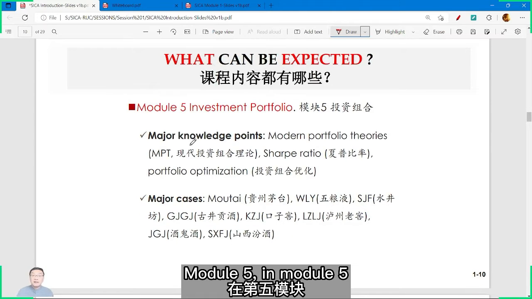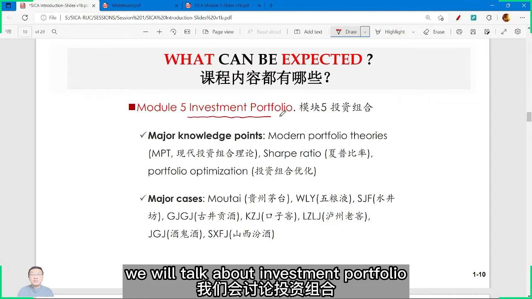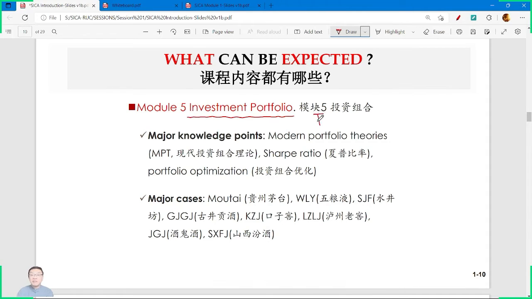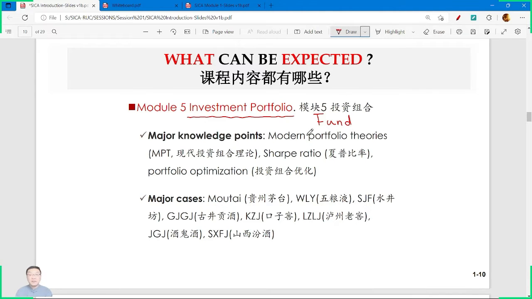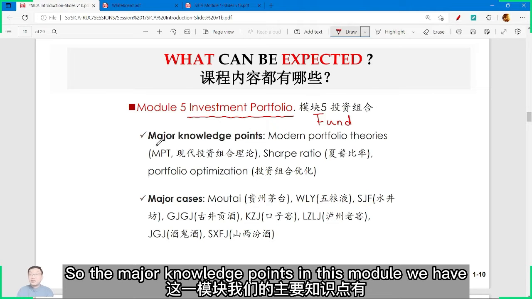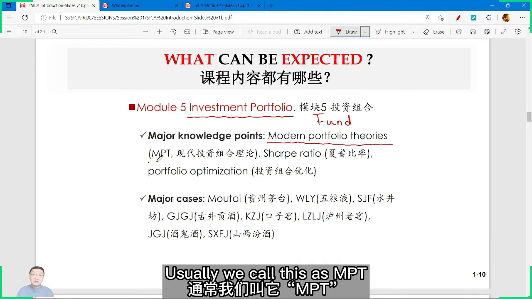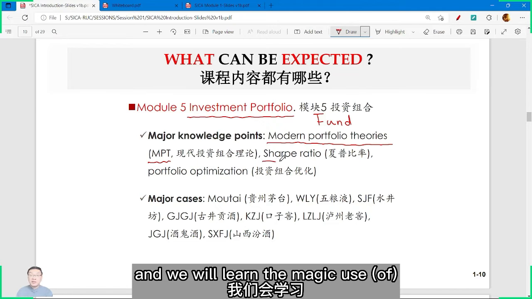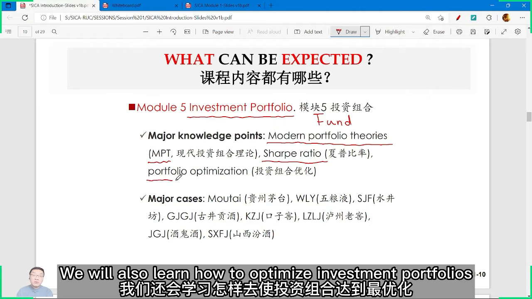Module 5. In Module 5, we will have an interesting topic. We will talk about investment portfolio. So you know the name of fund? Yes. Fund is a kind of investment portfolio. So the major knowledge points in this module, we have modern portfolio theory. So usually we call this MPT. And we will learn the magic use and application of Sharpe ratio in investment portfolio. We will also learn how to optimize investment portfolios.